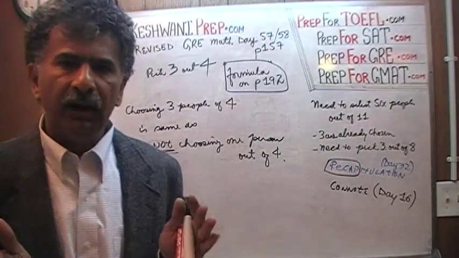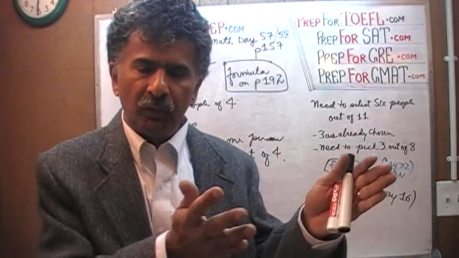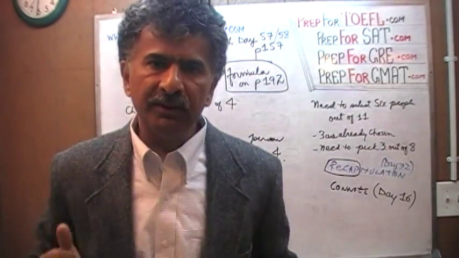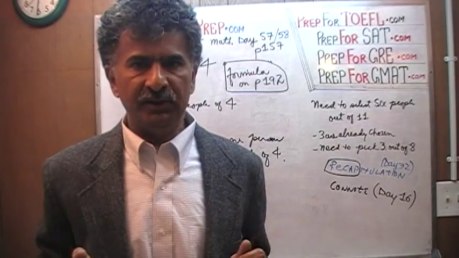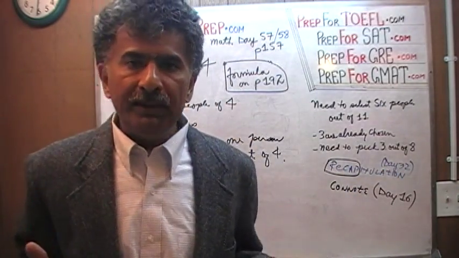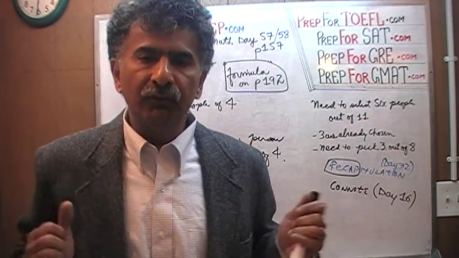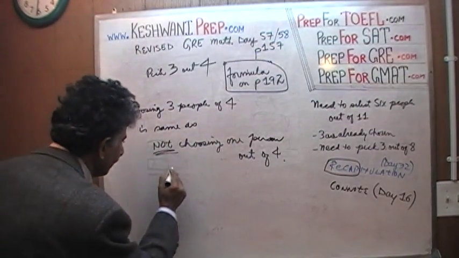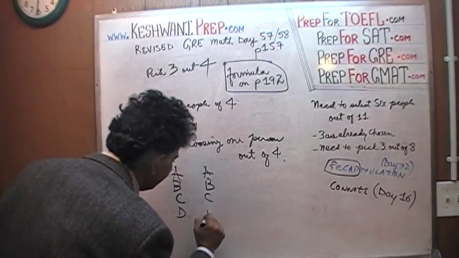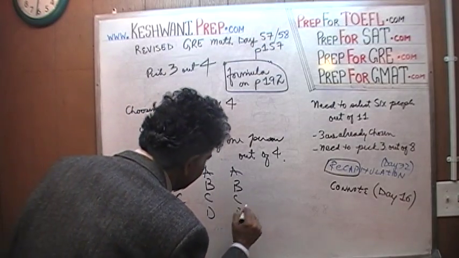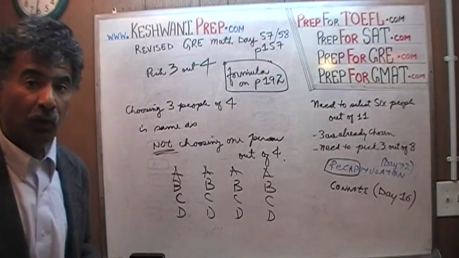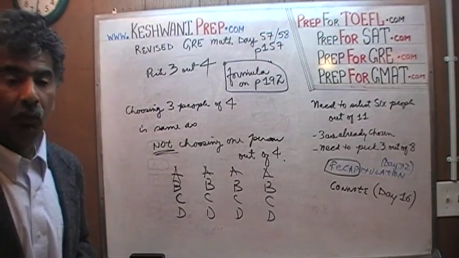So again, one more time, if you send me to this room and you tell me there are 4 people in that room, and I need 3 people to work on this particular project, go in there and bring me 3 people, what you have essentially asked me is to go in that room and not choose one person. Well, how many different ways can I not choose one person out of 4? There are 4 people here. A, B, C, D. I have 4 options of not choosing one person.